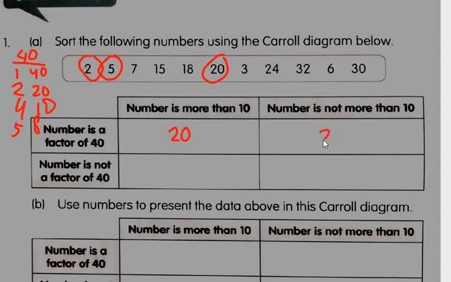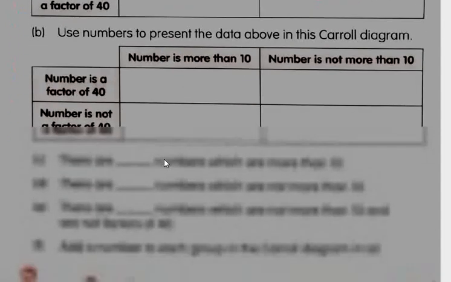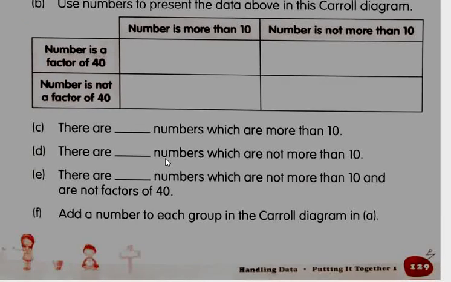And not more than 10, we have 2 and 5. Okay, so the numbers that are not factors of 40, we have 7 and so on. And what are the numbers that are not factors and not more than 10? Okay, so you can do that by yourself, right? Add the number of each group in the diagram.